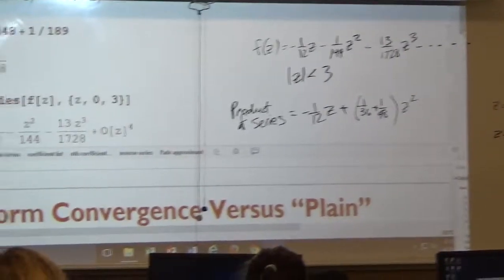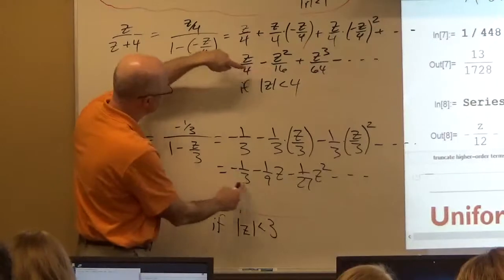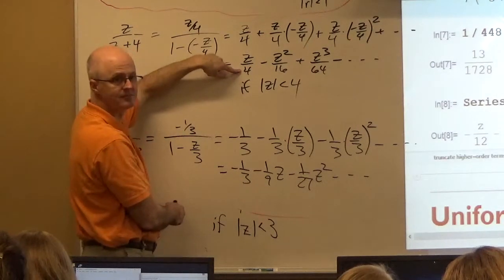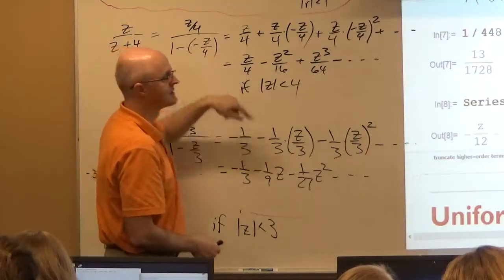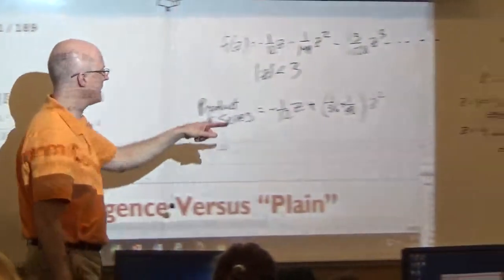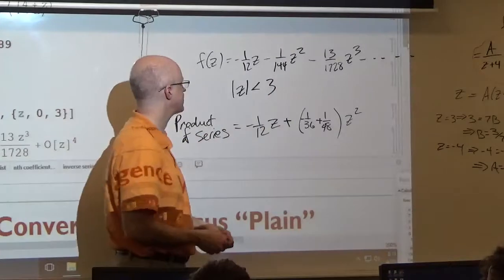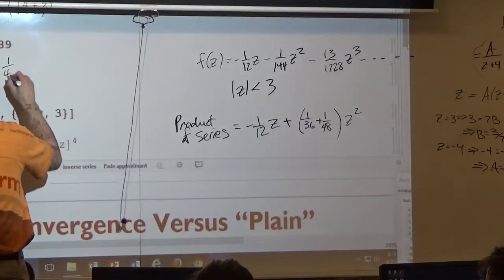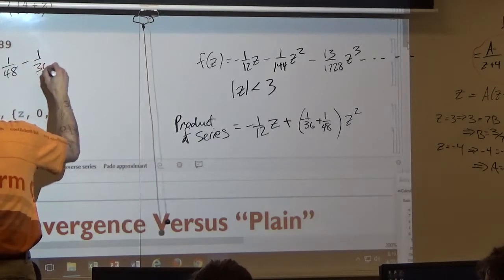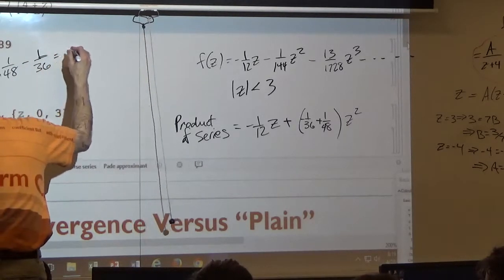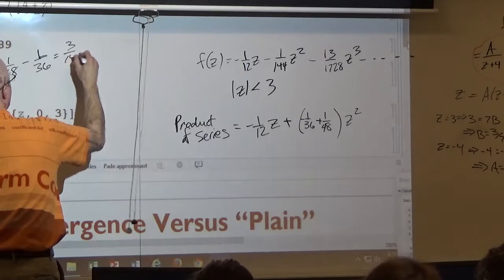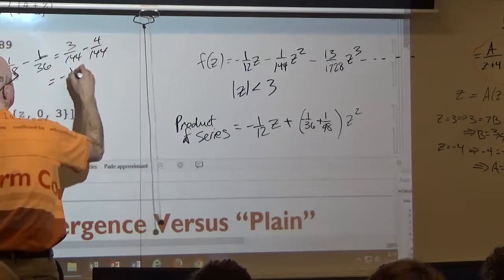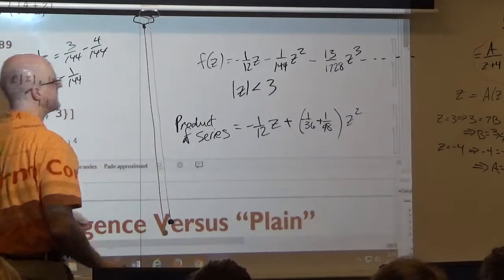I did the product of these two and the product of these two. Nothing else is going to give you a z squared. So the coefficient of z squared should be 1/48 minus 1/36. Is that the same as negative 1 over 144? 1/48 minus 1/36 should be 3 over 144 minus 4 over 144, which is negative 1 over 144, just like it should be.